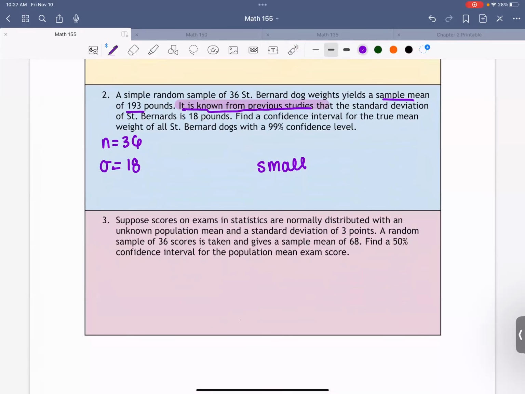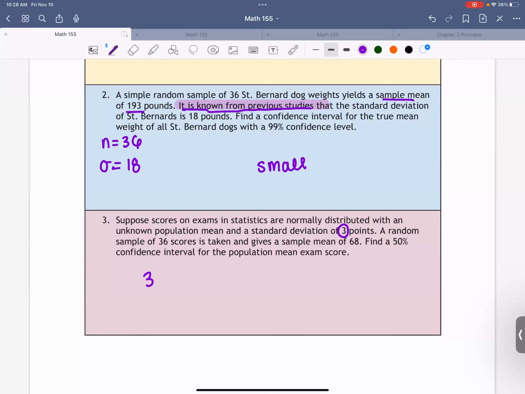Let's look at number 3. We have scores on exams in statistics that have a normal distribution with an unknown population mean and a standard deviation of 3. Now at this point, it gave us the standard deviation, so I'm not even going to read any further, right? I have my standard deviation, it's 3, okay? Who thinks population standard deviation? Who thinks sample standard deviation? All right, anyone who said population, want to explain why?